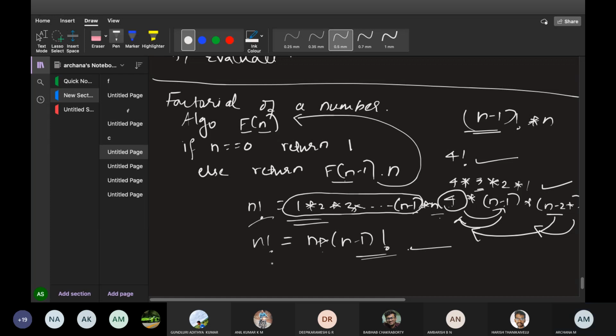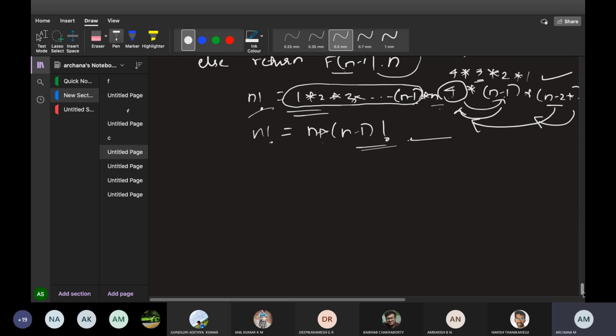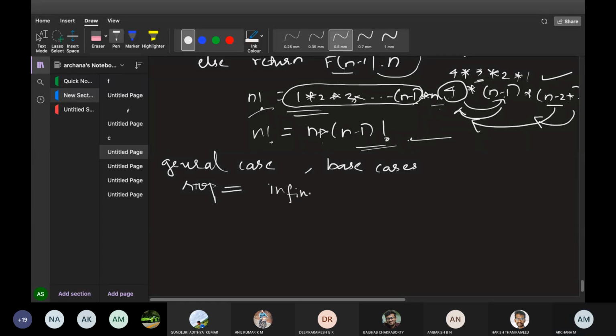And always see to it, whenever you're writing recursive algorithms, in C language also, I told you, there will be a very important stopping case. There will be a base case and a general case. Do you remember this? General case, base case. There will be 2 cases. Why? Because if you don't stop a recursive algorithm, it will go into infinity. So for all recursive algorithms, whatever we write, we will always have one stopping condition.